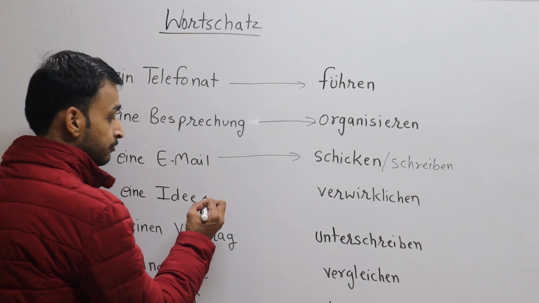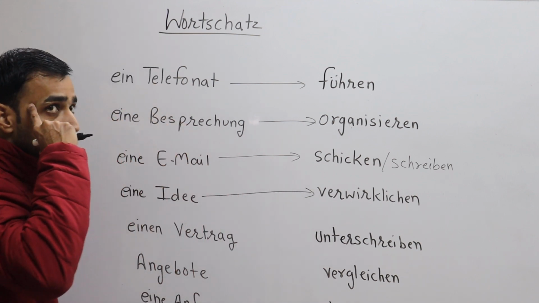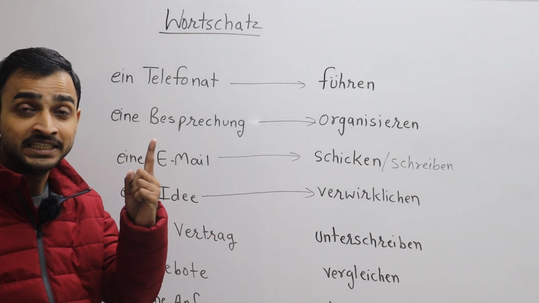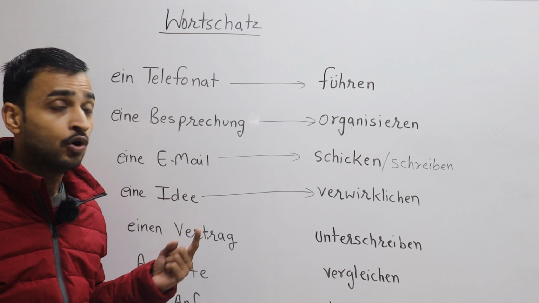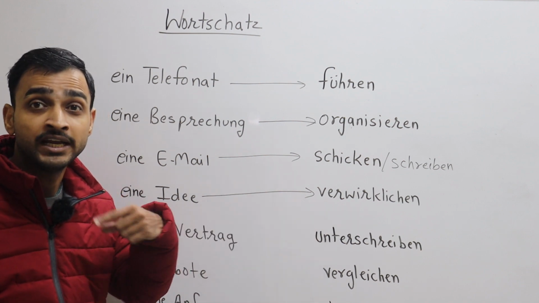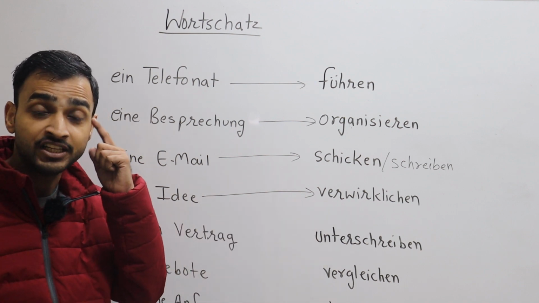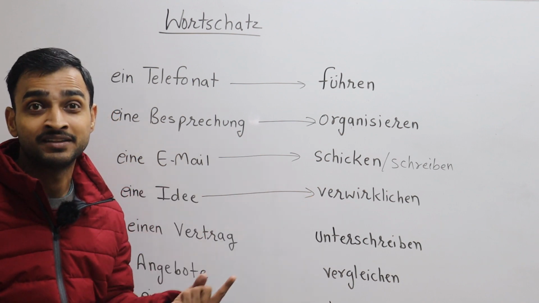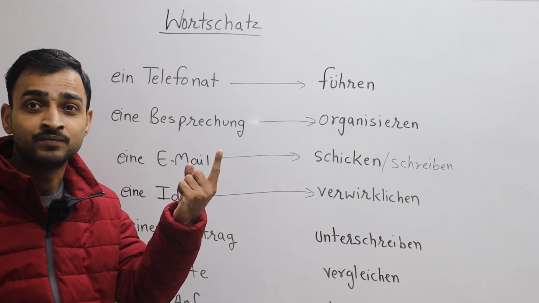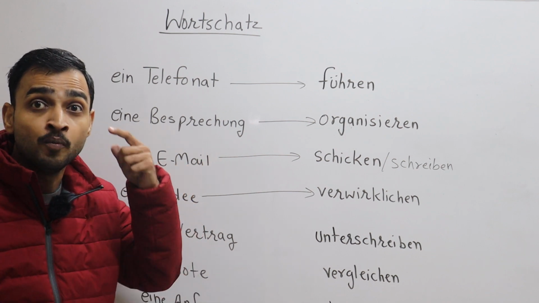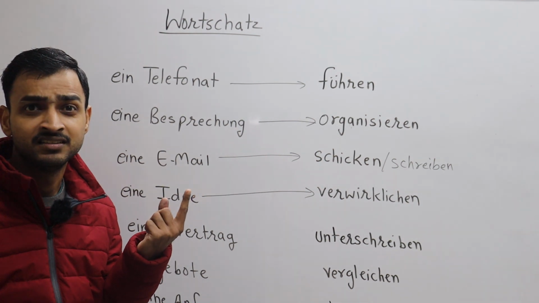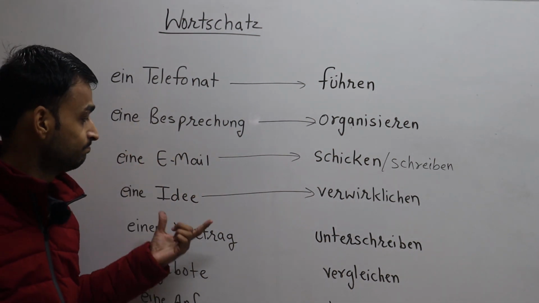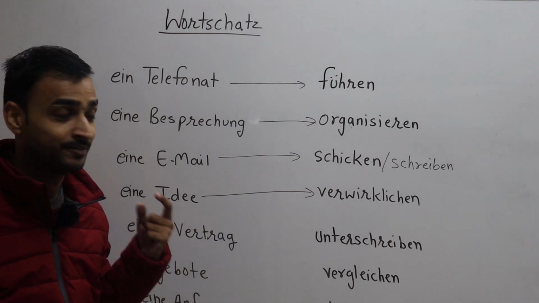Next, eine Idee verwirklichen. You have an idea in your mind and you want to implement that idea. So verwirklichen. Ich habe eine gute Idee. Ich möchte die Idee or meine Idee verwirklichen. I would like to implement my idea. I have a very good idea in the mind. I want to implement. Or Ideen bekommen. Ich habe eine Idee. Ich bekomme eine Idee. I get an idea. So again, Idee bekommen, Idee verwirklichen.